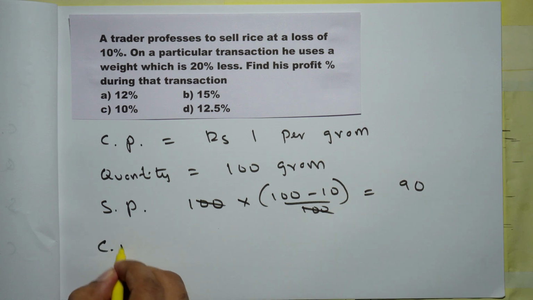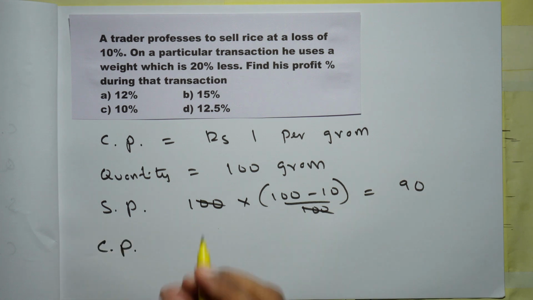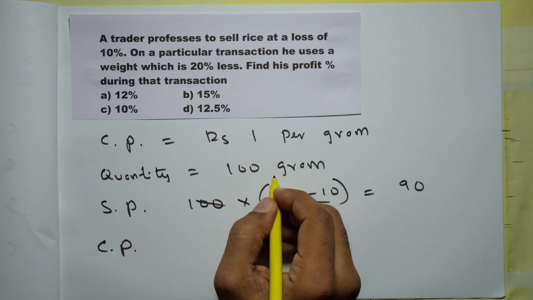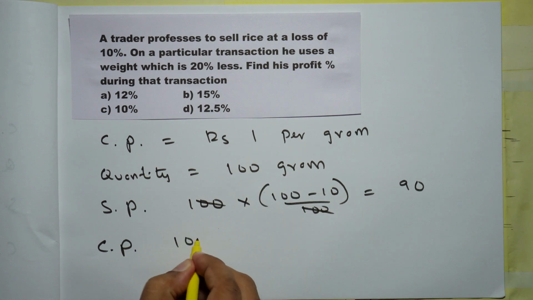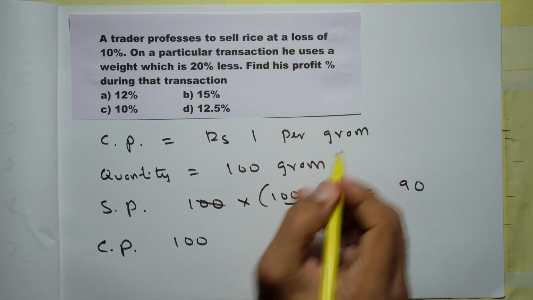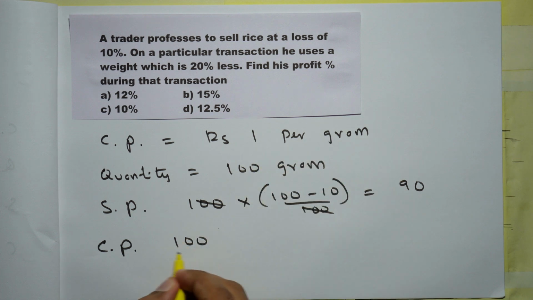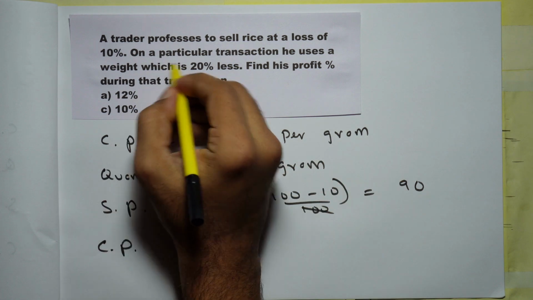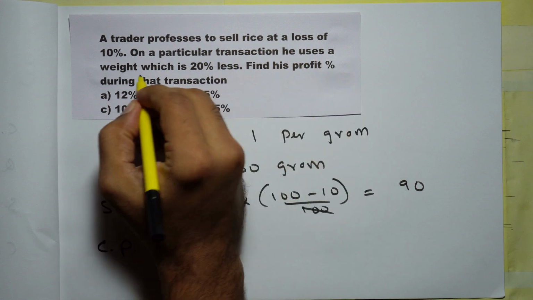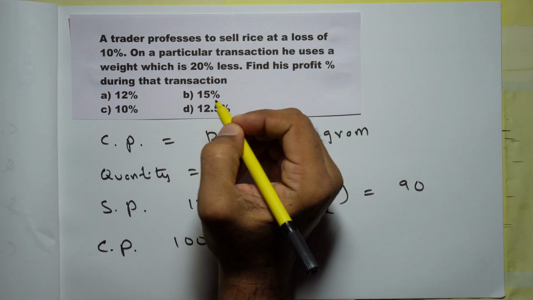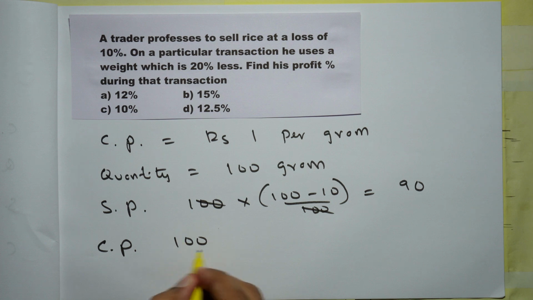Now we'll find his actual cost price. Now if it is 100 grams, his cost price will be 100 rupees. That is 1 rupee per gram. For 100 grams it will be 100 rupees. But on that particular transaction, he uses a weight which is 20% less. So he does not give 100 grams.